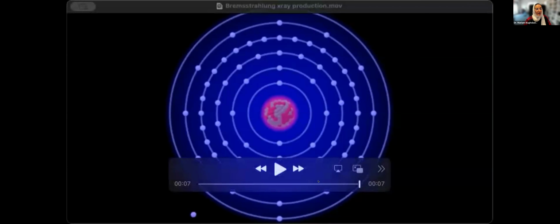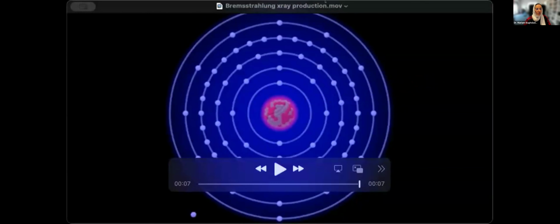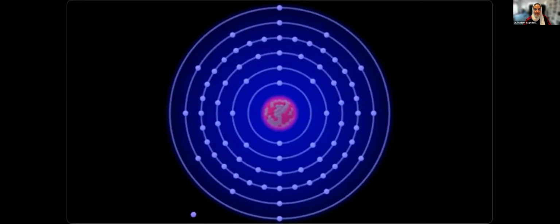So let's look at it one more time. You have an electron, it goes through, it completely changes الاتجاه, and all of the energy of that electron changes into a photon. And this is the main source of radiation. The second type of radiation that is produced is something called characteristic radiation. And let's take a look at the production of characteristic radiation.